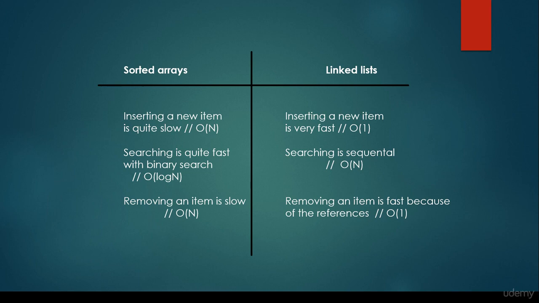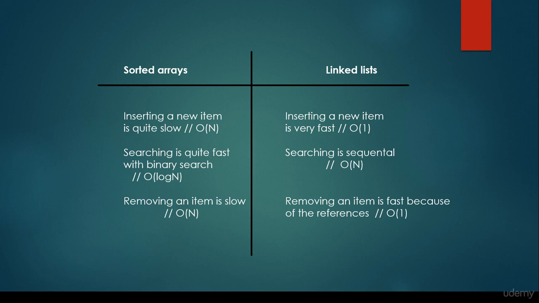it is quite slow because we have to rearrange the whole array. So that's why it's going to have O(n) linear time complexity. If we would like to insert a new item into a linked list, on the other hand, we are going to end up with a quite fast algorithm. You just have to update the references and it can be done in O(1), so constant time complexity.